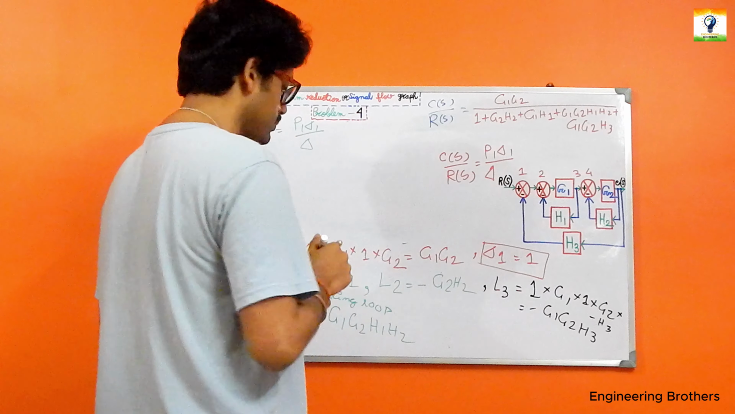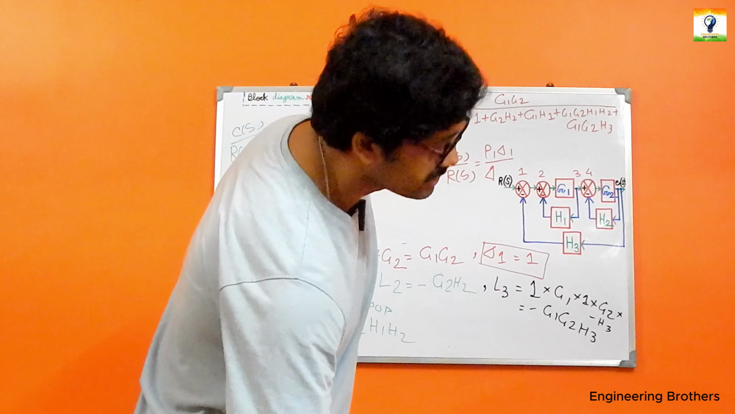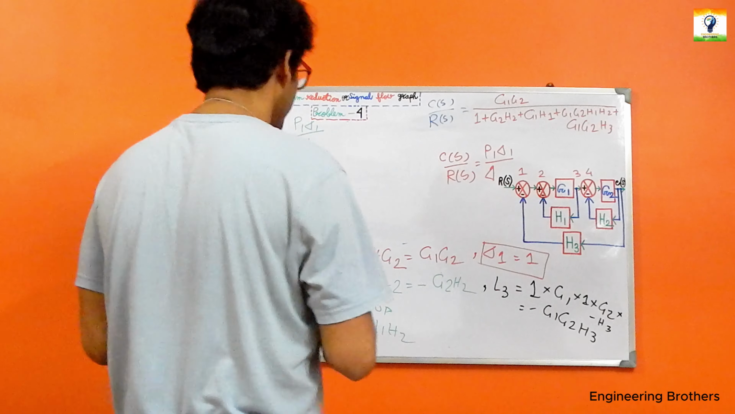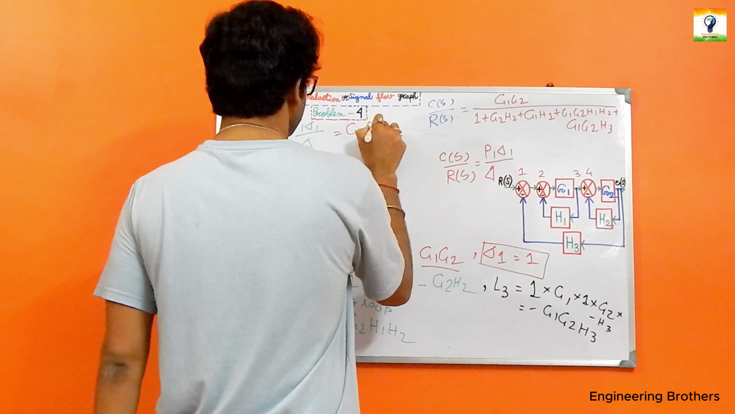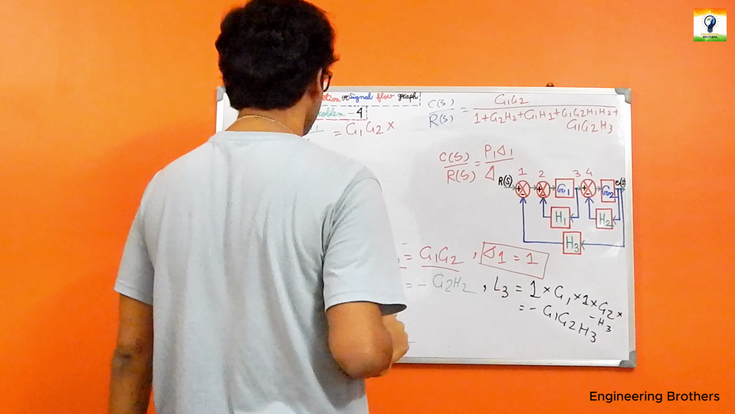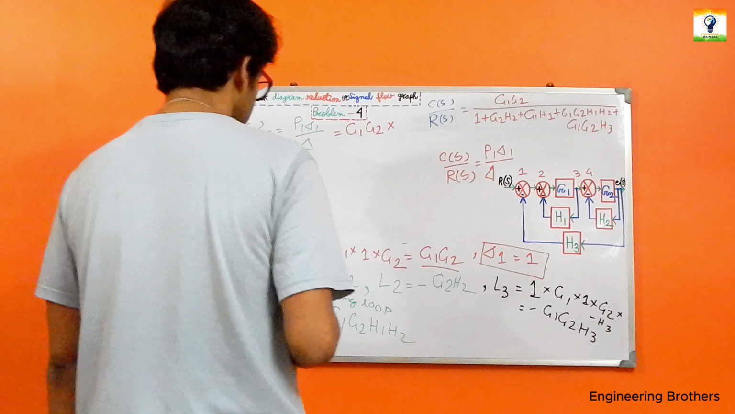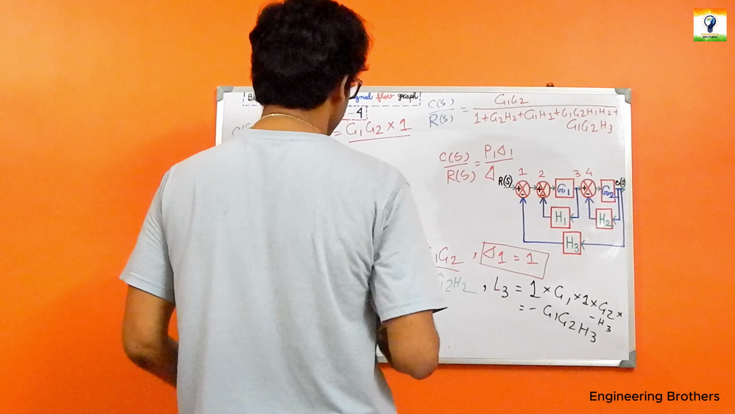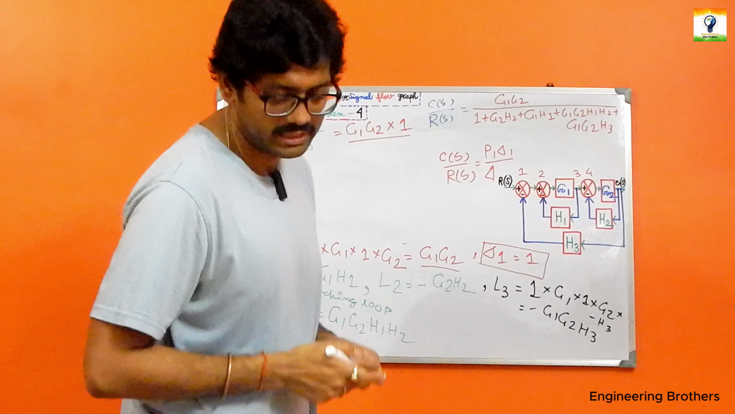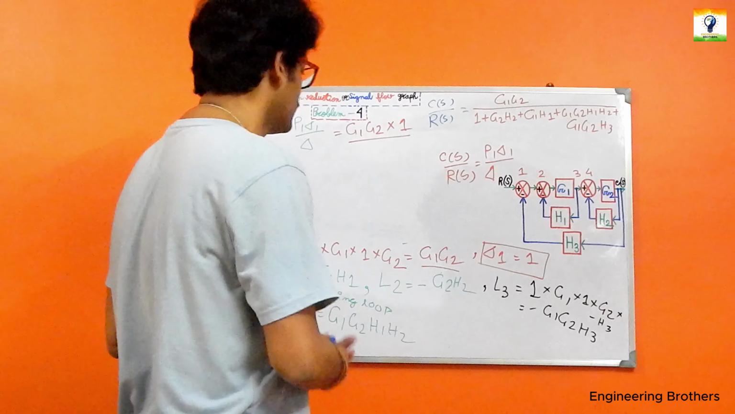And what is the expression for our P1? The expression for our P1 will be quite naturally G1 G2. Now this one will be G1 G2 multiplied with the expression for our delta 1. The expression for our delta 1 will be 1. And what is the expression for our delta? Let us find out that one over here.